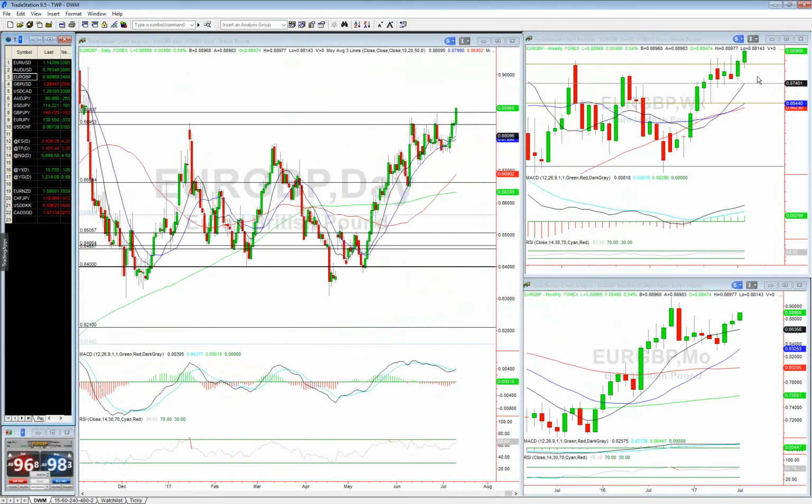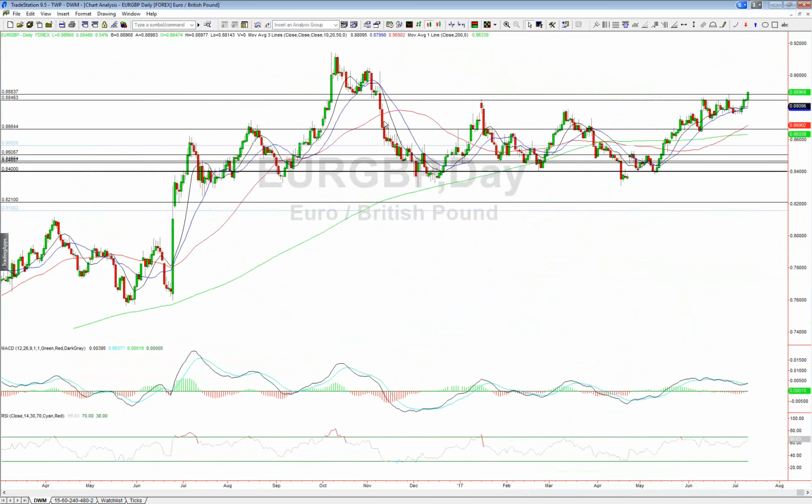The first market that I want to show you guys today is Euro against the British pound. And let's just have a look here on the daily chart. We can see that this market has been somewhat range bound for quite some time now.